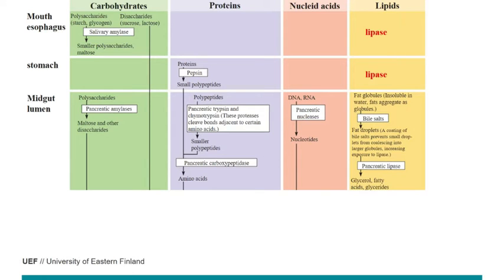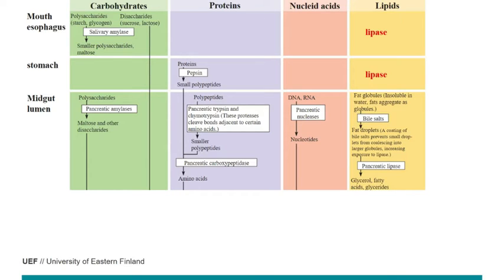Then we have the stomach, where we have pepsin that is breaking proteins into small polypeptides. And then in the midgut, these polysaccharides are cut into smaller pieces with pancreatic amylase. For the proteins, there are trypsin and chymotrypsin that get these into smaller polypeptides, and then some other enzymes that cut them into amino acids. And in the midgut lumen, the DNA and RNA are also cut by pancreatic nucleases.